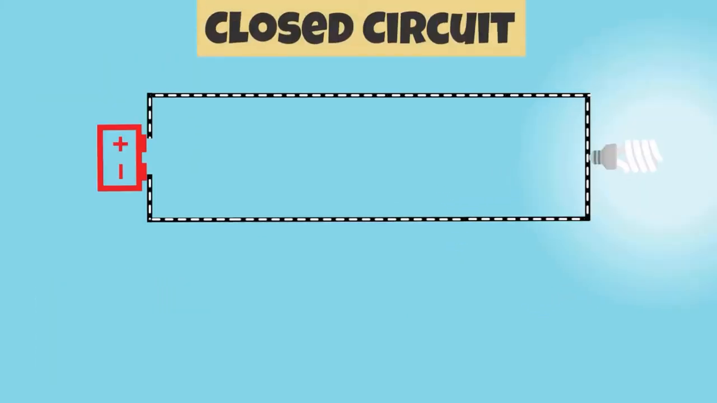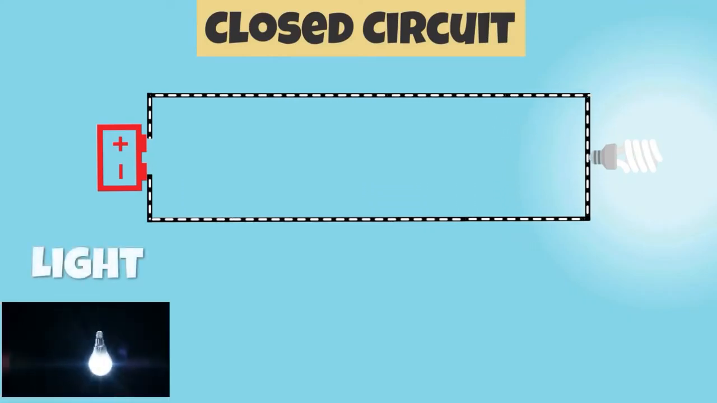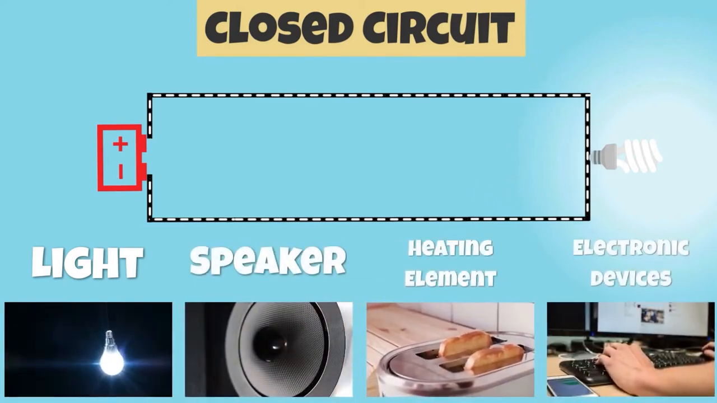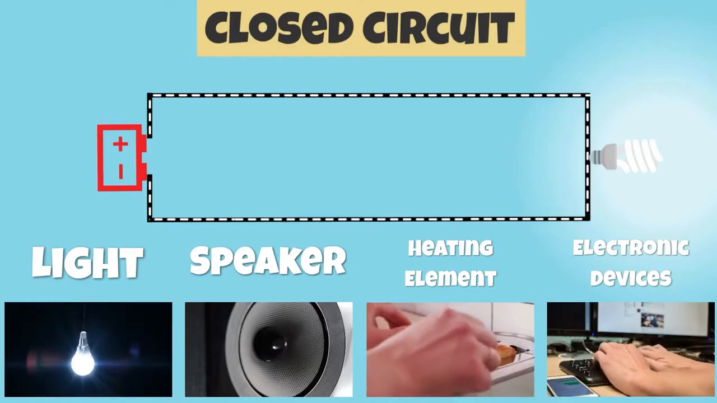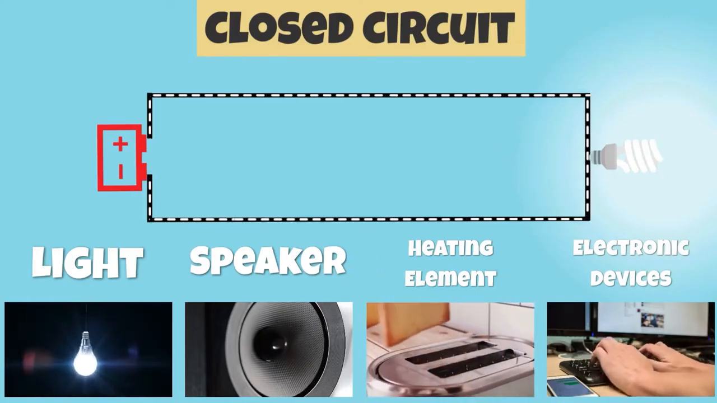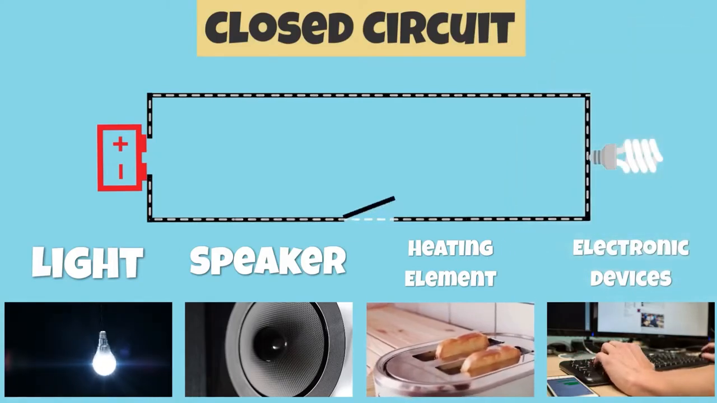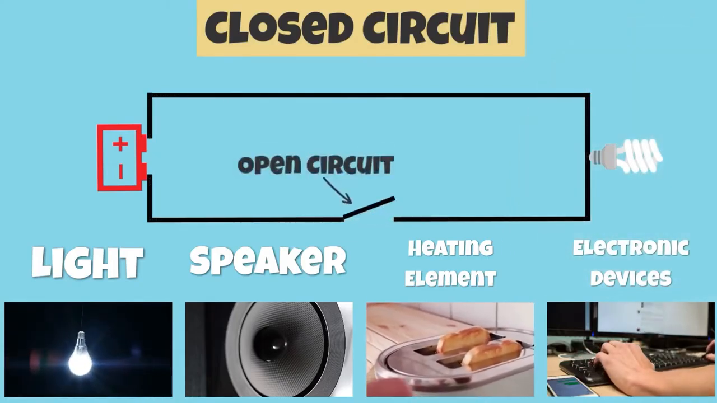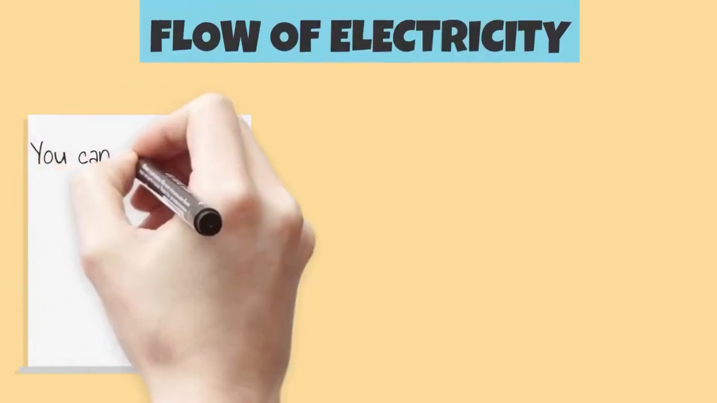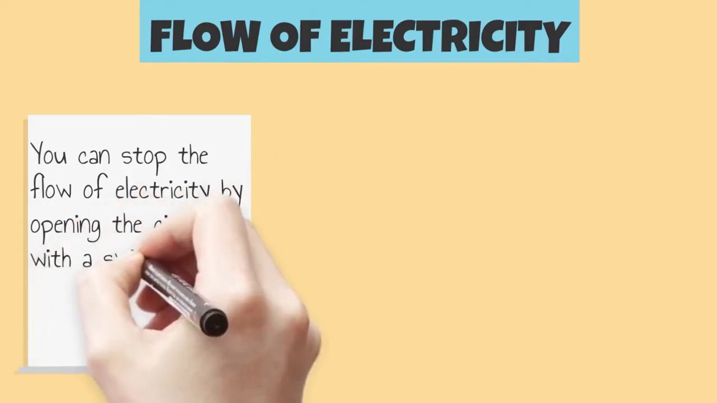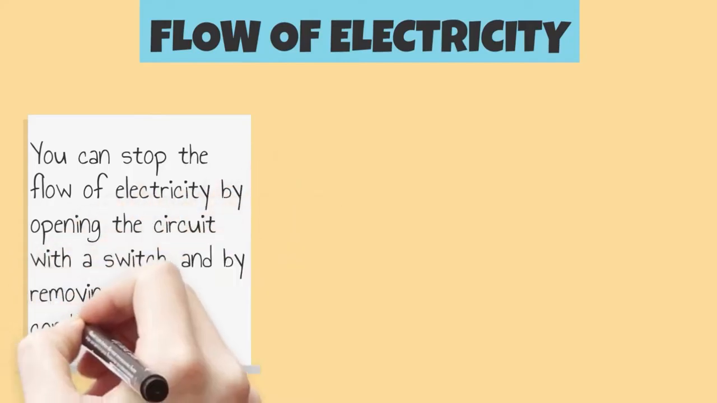A closed circuit forms a complete path for electrical energy to flow through and circulate. A light, speaker, heating element, and other devices can be powered by electricity flowing through a closed circuit. Electrical energy continuously flows through this path and stops only when a circuit is broken or opened. You can stop the flow of electricity by opening the circuit with a switch and by removing the conductor.